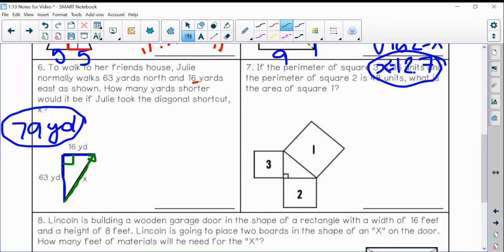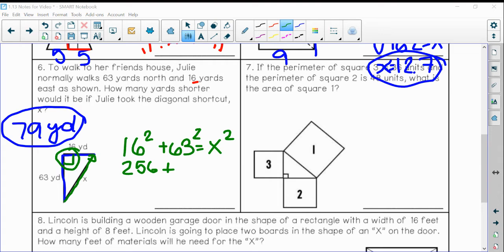But I know that this is a right angle, and that these two sides that form our right angle, squared and added together, are going to equal that third one. So 16 squared plus 63 squared is going to equal our new route squared. So we can go ahead and say that 16 squared is going to give us 256. And then plus 63 squared, my calculator, 63 squared gives us 3969.